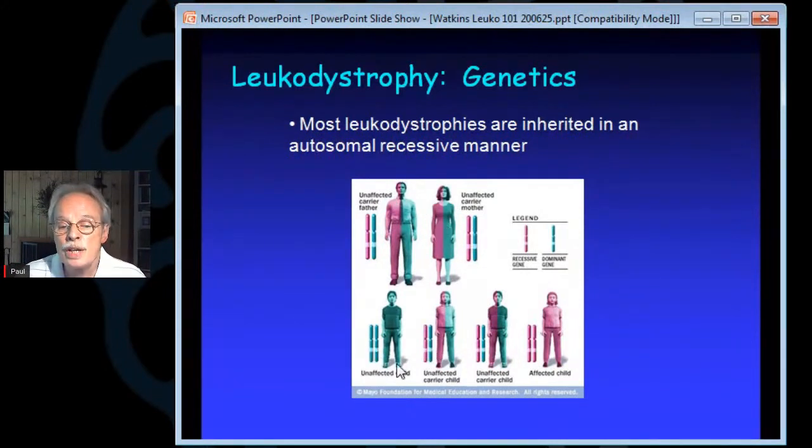And if mom passes on one of the green ones to the same child, they both have a normal, non-mutated gene. These 2 kids, one got their good gene from the mom or dad and the defective gene from either mom or dad, doesn't matter which. Those are going to be just like mom and dad and be carriers of this recessive trait. But if both mom and dad pass on the recessive gene, the gene with the mutation in it, there is a child with the disease, and in this case, a leukodystrophy. So this is the way that most leukodystrophies are inherited.